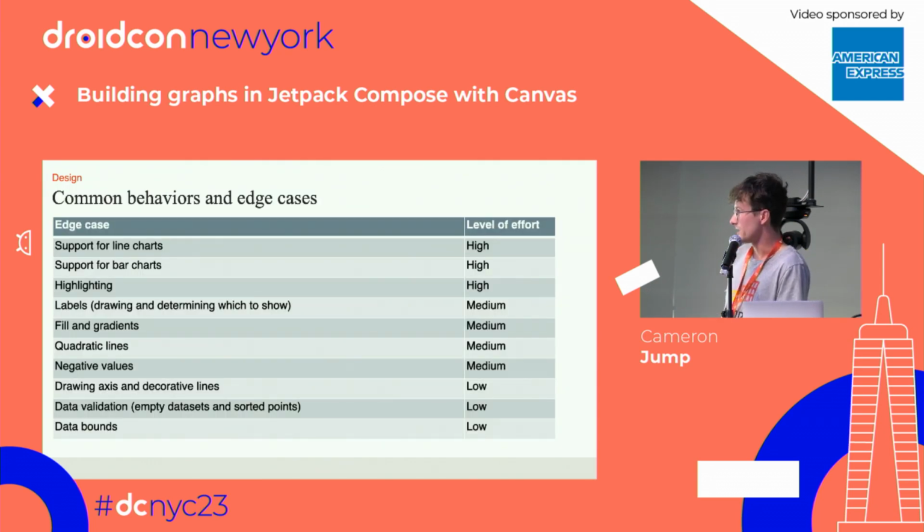Here I have some common behaviors and edge cases I think you should consider if you're going to build your own charting framework. Since you're building it specific for your use case, you don't have to handle all of these. And there's more edge cases too, I'm sure. But you should at least consider them and figure out what you need specifically for what you're building it for. So at a high level of effort, I have support for line charts, bar charts, and highlighting, which I think is probably the most complex thing of this.